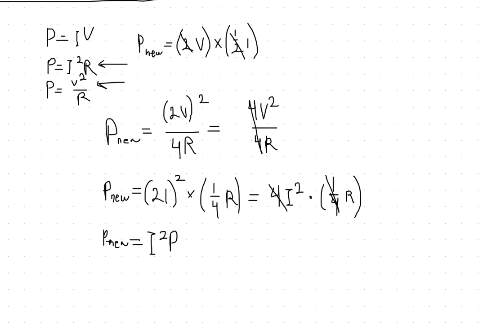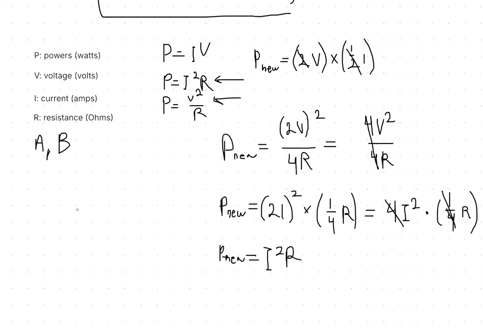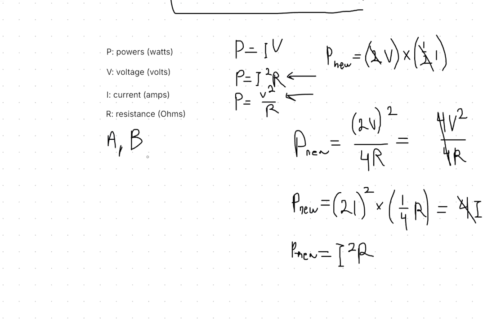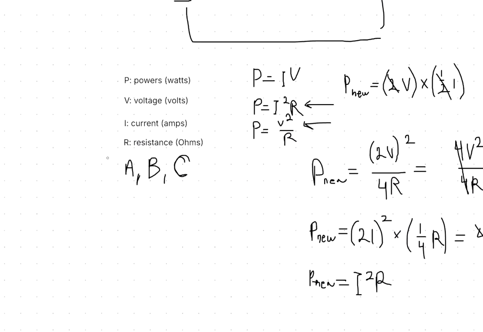Because each single one of these cancel each other out, mathematically that leaves the power exactly the same. So that means all three of these don't make a change. So the correct choice is A, B, and C.